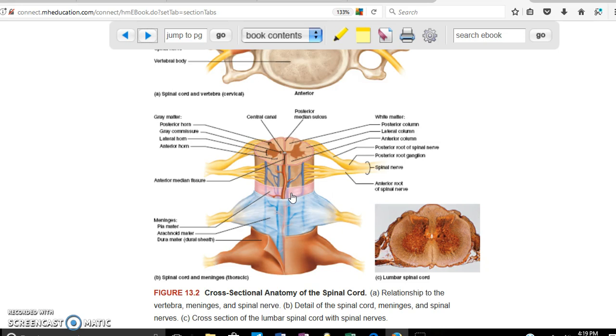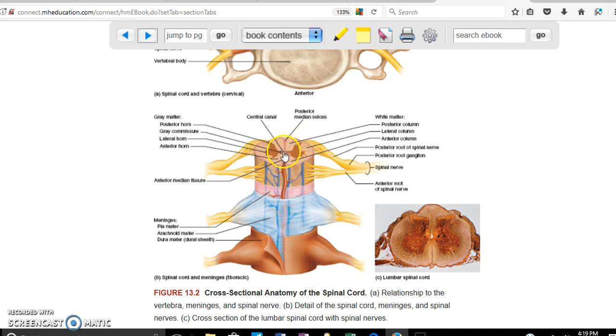We have the meninges, which are three: dura mater, pia mater, and arachnoid mater. And we also have the fluid, which is the cerebrospinal fluid. We will talk about the fluid later on. So right here, we have the spinal cord only after we remove the vertebrae, so we can see the characteristics that we have right here.